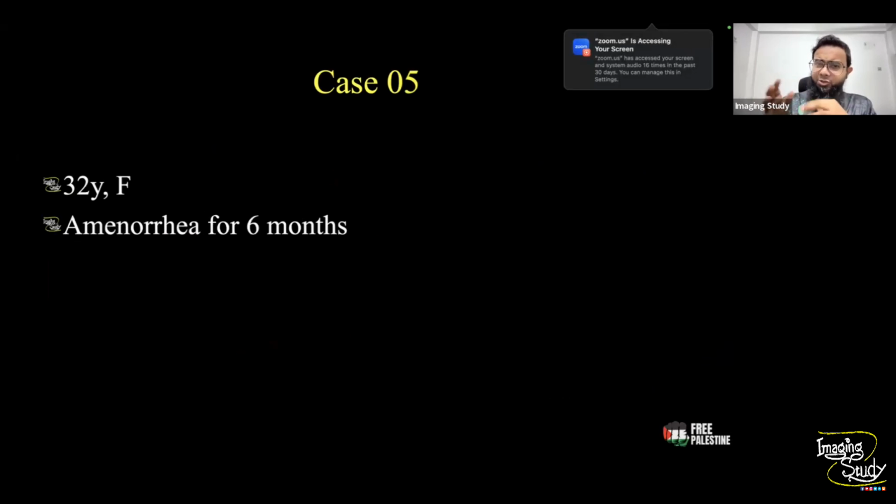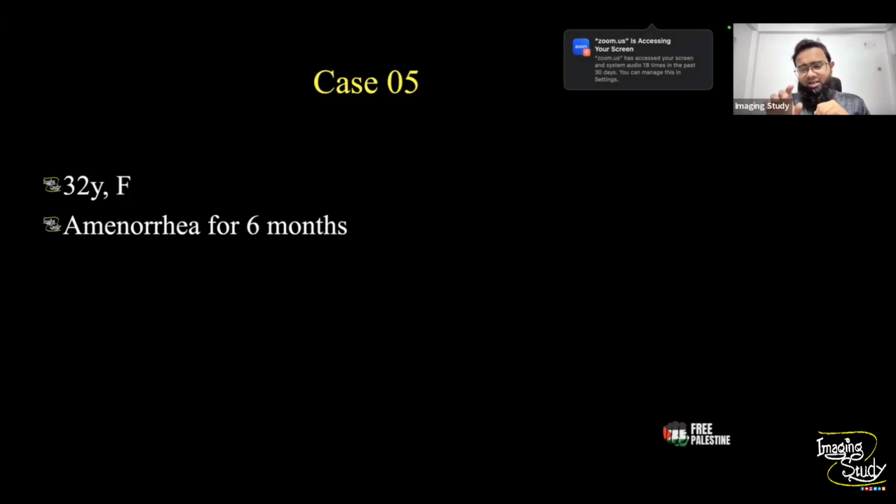Okay, let's jump into today's last case, and obviously it will be an obstetric case as usual. I have already got some congenital abnormality cases to share with you, but yeah, for one case per week, it will take long to finish. So anyway, this is a 32-year-old female patient who came with amenorrhea for 6 months. Let's see what we have got on ultrasound.